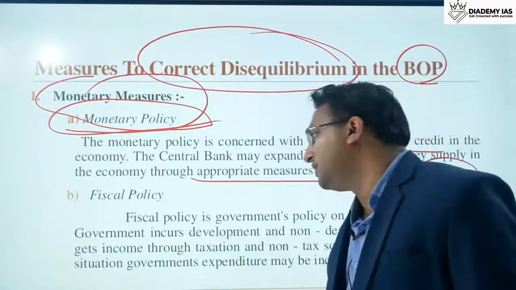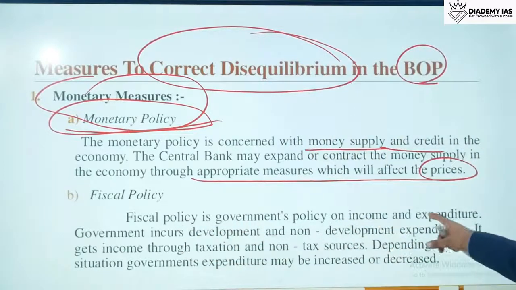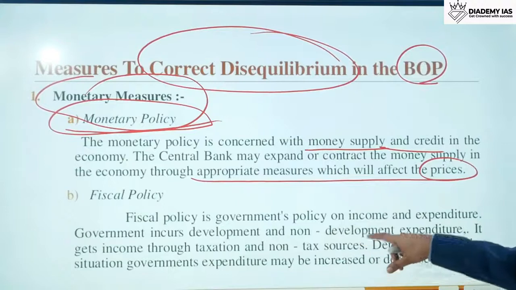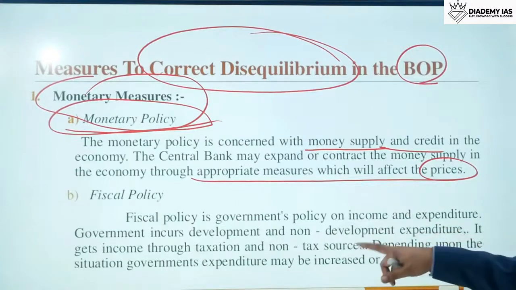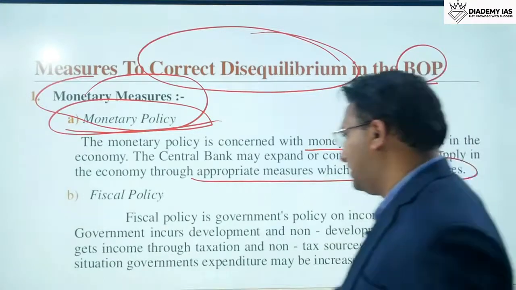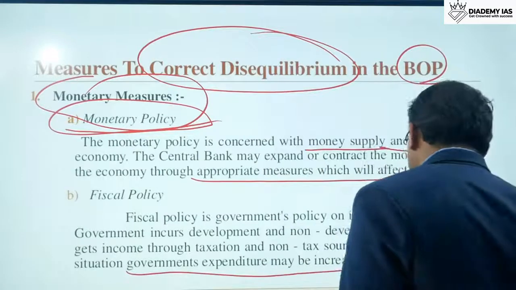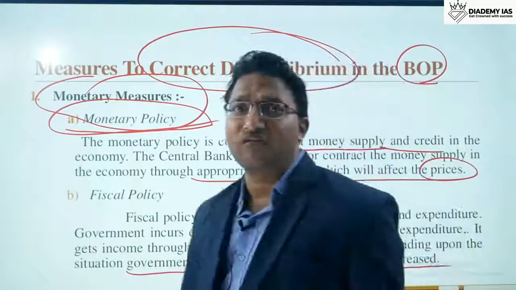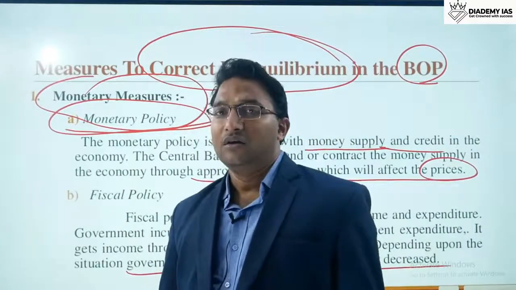Then fiscal policy. Fiscal policy is government policy on income and expenditure. Government incurs development and non-development expenditure. It gets income through taxation and non-taxation resources depending upon the situation. Government expenditure can be increased or decreased, right? So in case there is a huge loan, the government is taking for more and more expenditure.